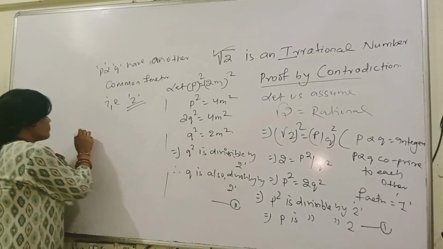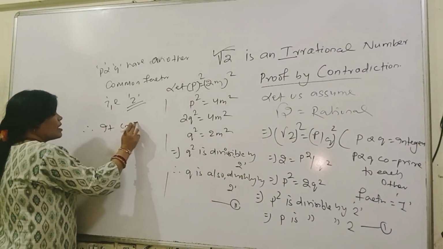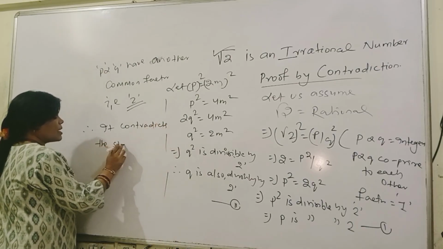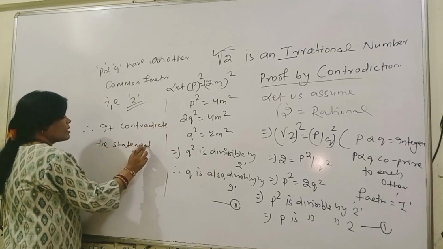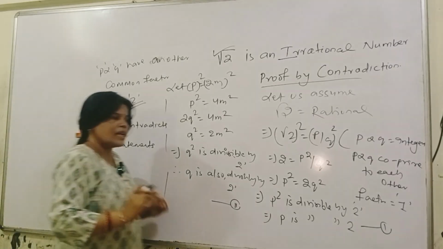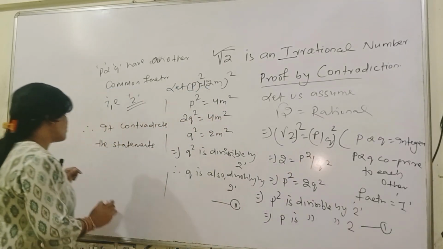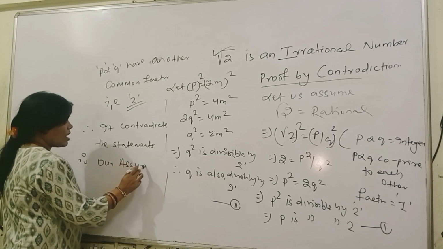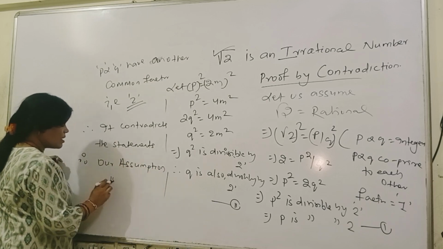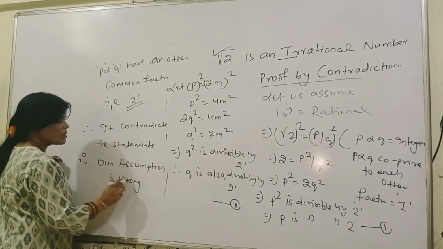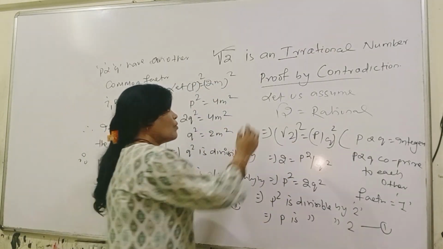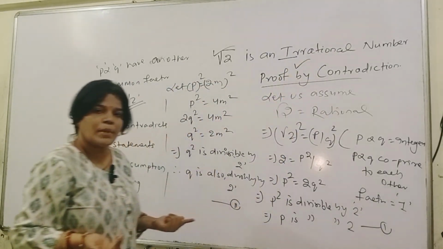Therefore, it contradicts the statement. This statement contradicts this statement. Therefore, our assumption is wrong. जो हम अज्यूम किया था root 2 is a rational number, ये wrong है. Therefore, root 2 is an irrational number.